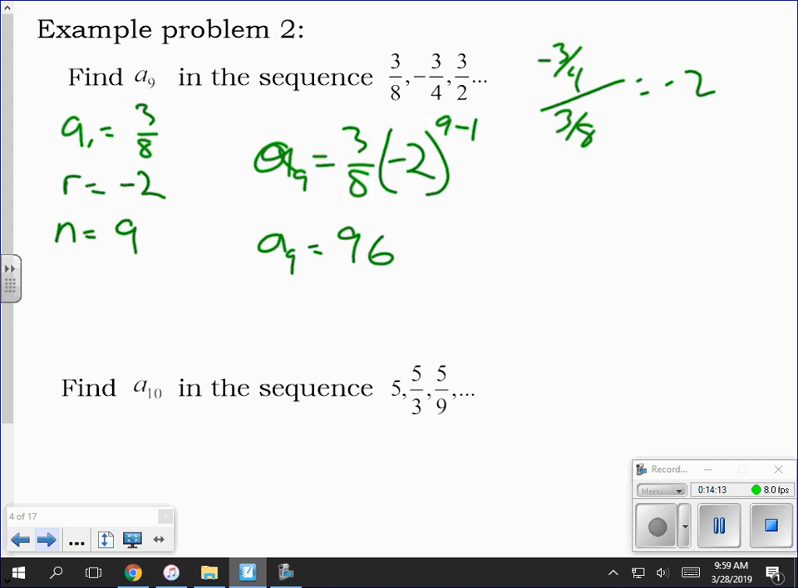If you don't put parentheses around the -2, your answer will be -96, negative when it should be positive. You have to watch that, because if you have a negative R, every other term is going to change sign, and you need to know which one it should be and get it correct. An even power will make it positive, and an odd power will make it negative. You gotta watch that. That's why I put parentheses around there. Okay.